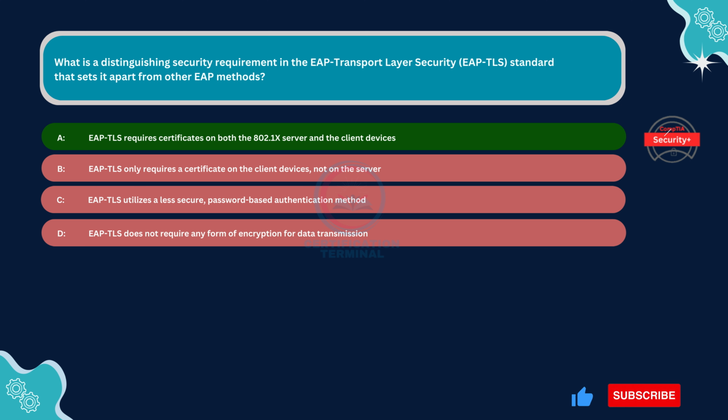EAP-TLS provides encryption for data transmission by establishing a secure TLS tunnel between the client and the server. This ensures that data exchange during the authentication process and subsequent communication is encrypted and protected from eavesdropping and tampering.